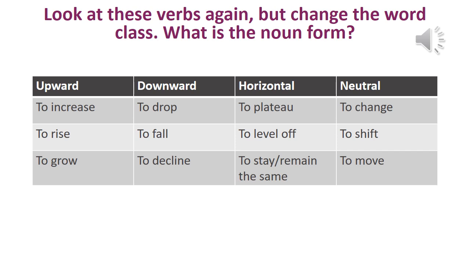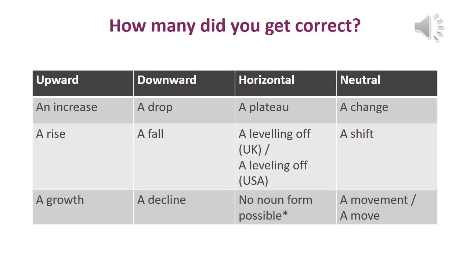Look at these verbs again, but change the word class. What is the noun form? How many did you get correct? The upward verb, to increase, becomes an increase. To rise becomes a rise. To grow becomes a growth.